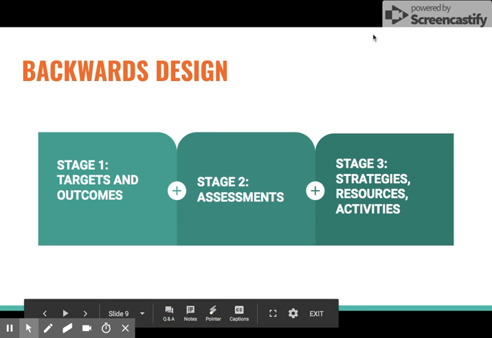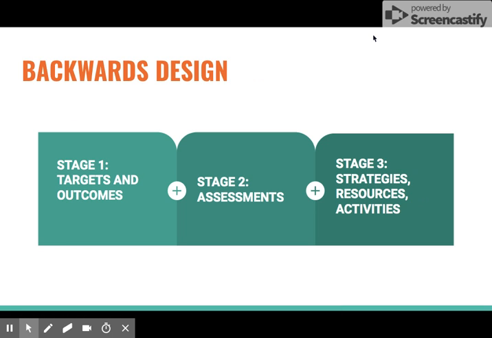So some things to keep in mind as we look at the rest of the learning targets for our unit is backward design. So stage 1, targets and outcomes, right? That's where we currently are. Stage 2, we then want to make sure that our assessments align with our outcomes, and that we're measuring the same things. And then lastly, stage 3, strategies, resources, and activities. What knowledge and skills will students need in order to perform effectively? And if they're not able to, what activities or skills can we teach or coach or equip the students with so that they can be successful? So that's the intervention piece and the enrichment piece.